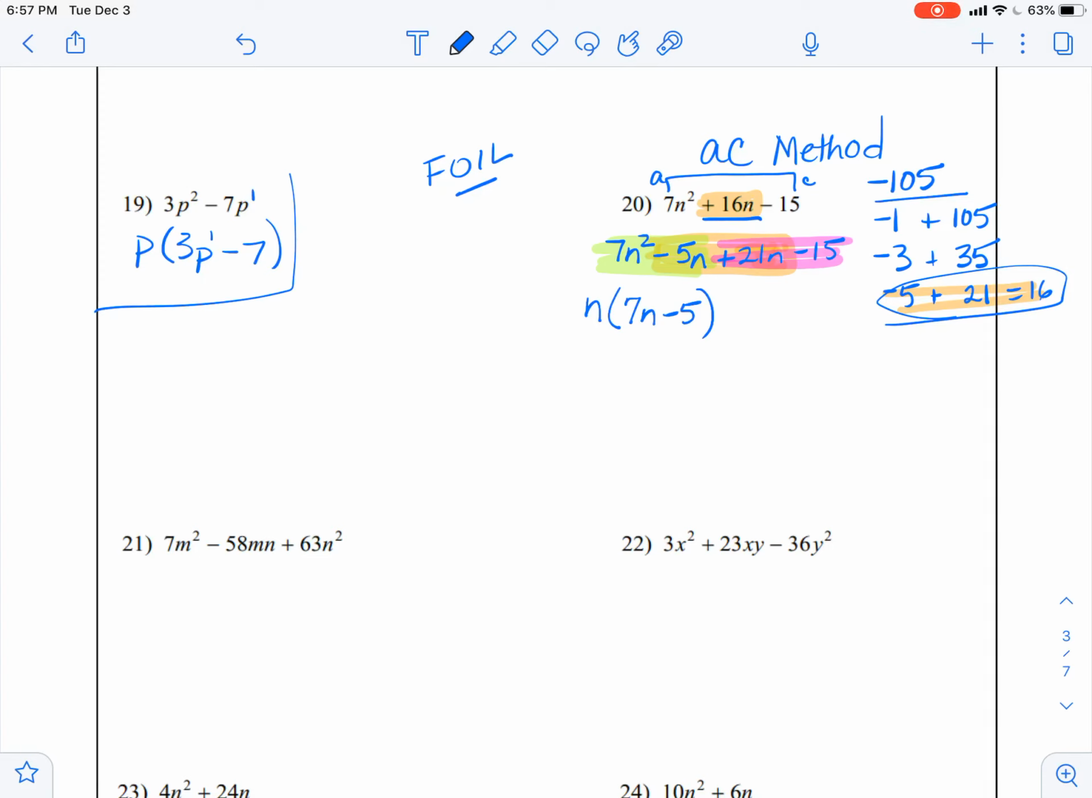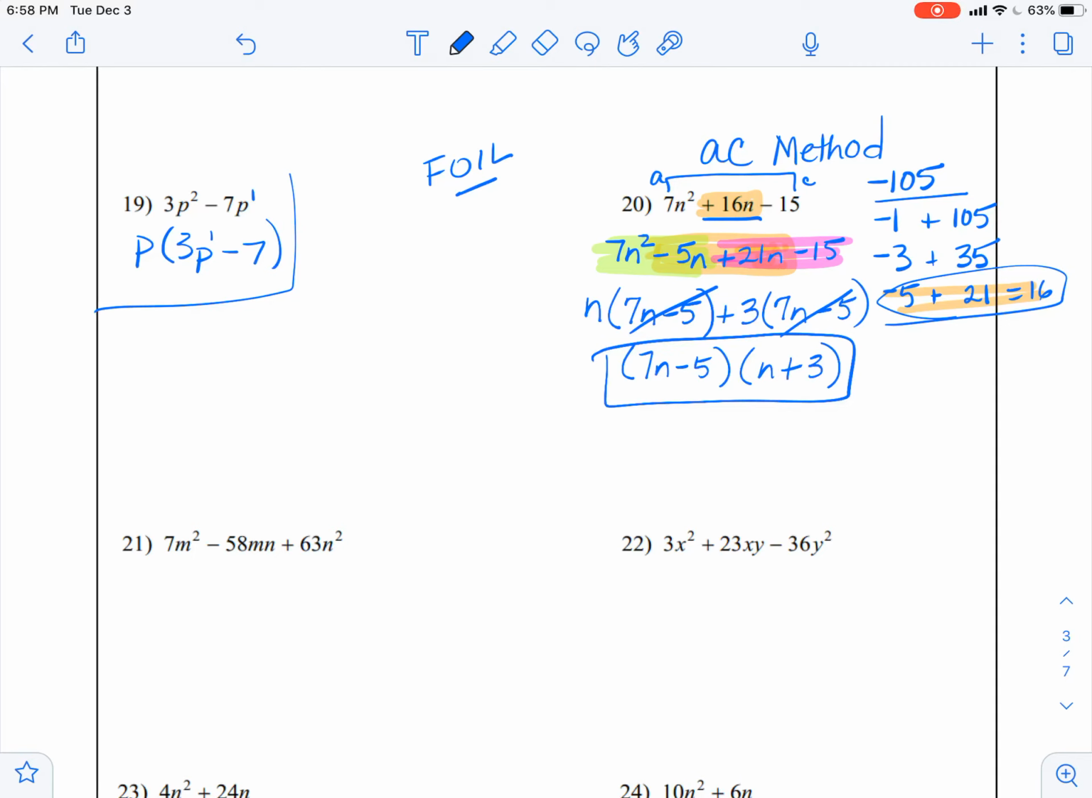I'm going to come over to the 21 and the 15. And I know 3 will go in there. No variables, so just 3. That gives me 7n minus 5. Now the 7n minus 5 is common. If I mark it off, again, it's left the n plus 3. And voila, I have the same answer we got earlier.